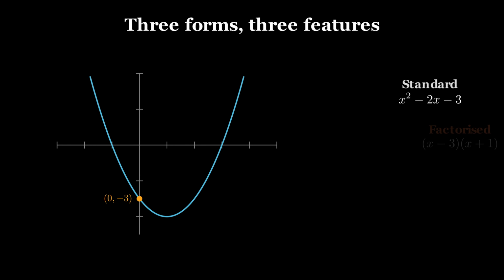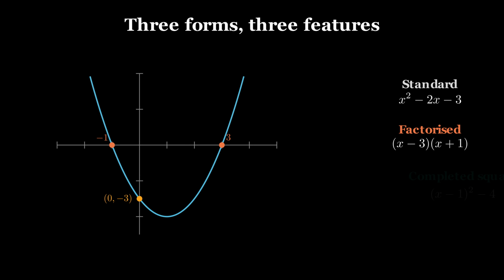Second, factorized form, a times x minus p times x minus q. This one instantly gives you the roots, where the curve crosses the x-axis. Why? Because if either bracket is 0, the whole thing is 0. Here, the roots are at x equals 3 and x equals -1.